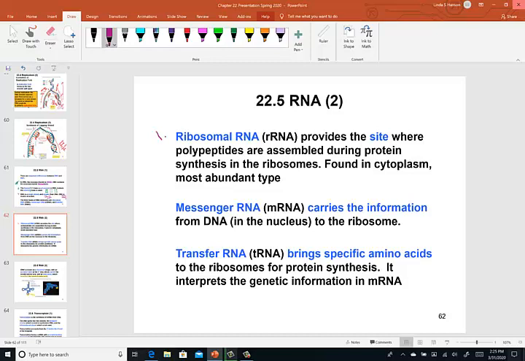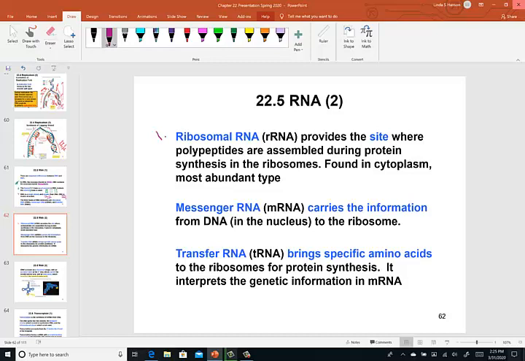RNA contains the sugar ribose. RNA does not contain the base thymine, but rather uracil. RNA is single-stranded, DNA is double-stranded. Just reviewing some of these notes we wrote. And there's three types of RNA.